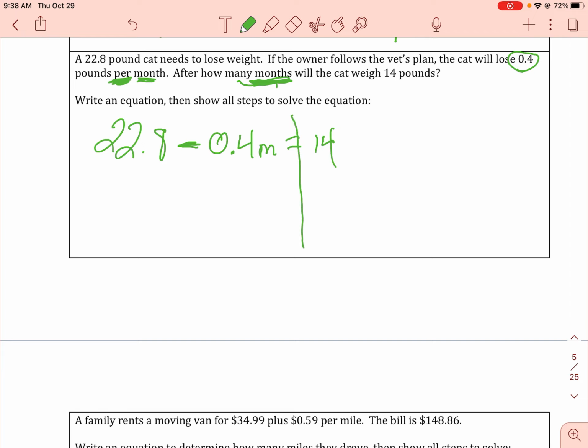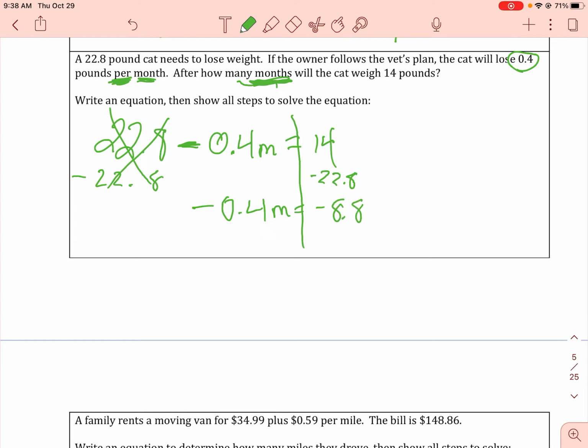So we're going to show our line, right? There's nothing to combine or distribute on either side, so I'm going to subtract 22.8 from each side. Go furthest away from my variable. I have negative 0.4 times m equals negative 8.8.